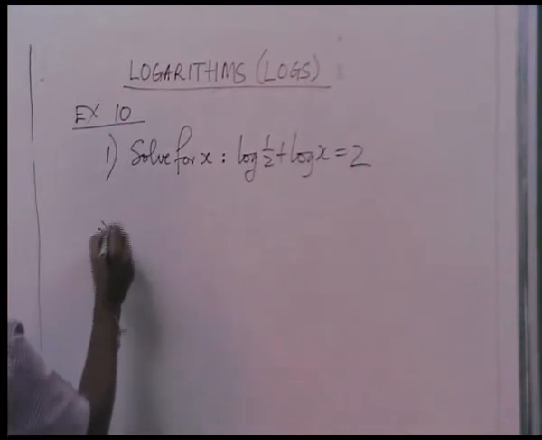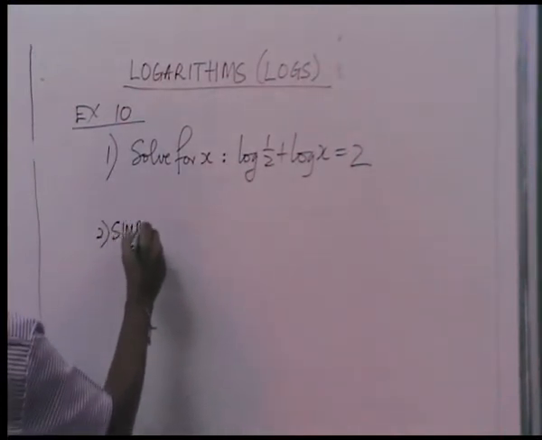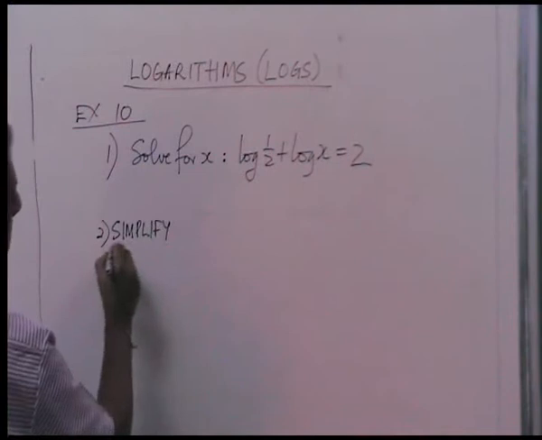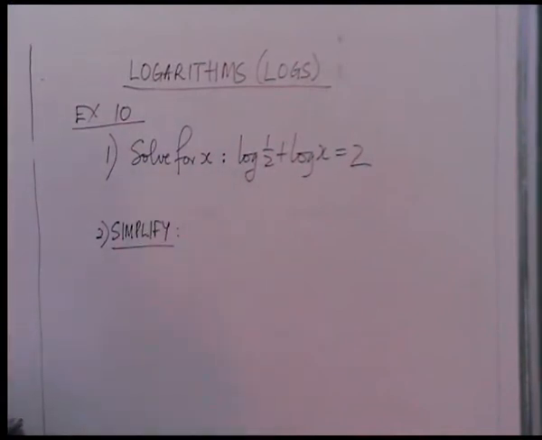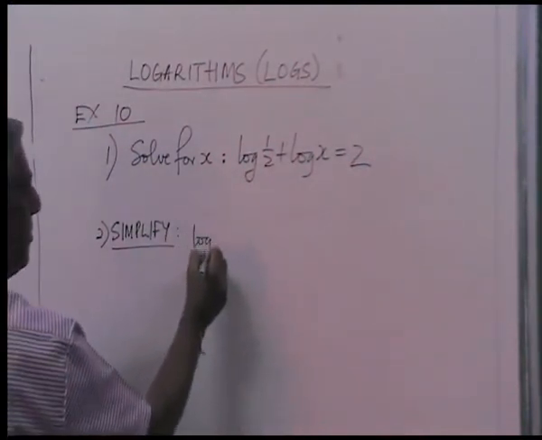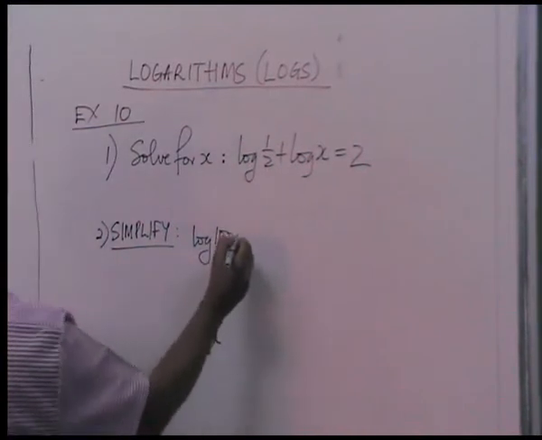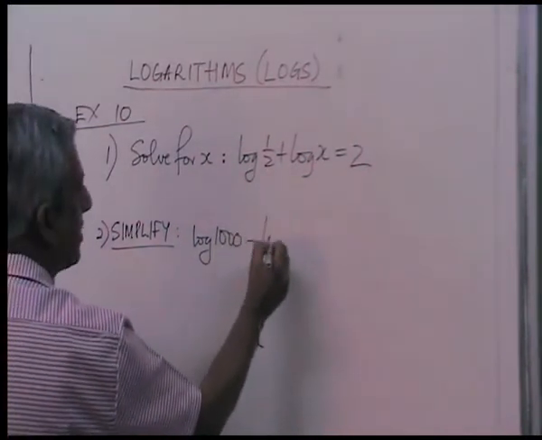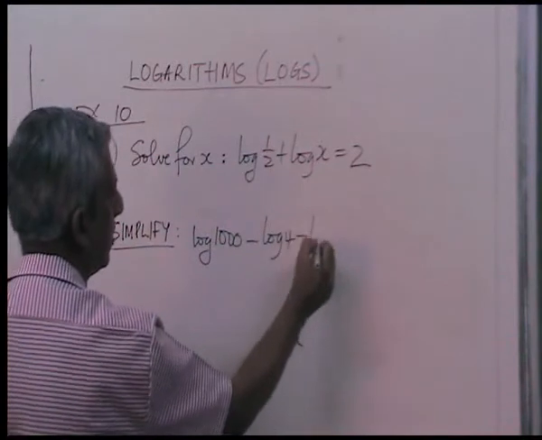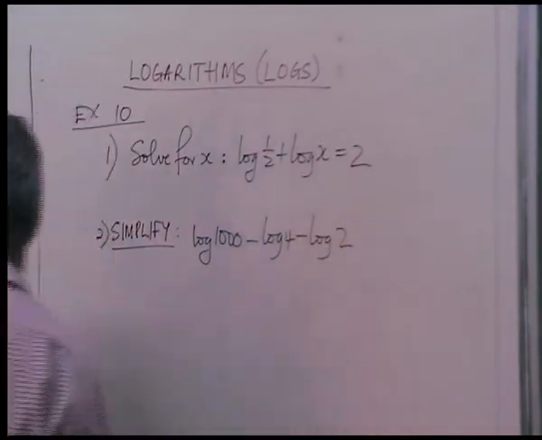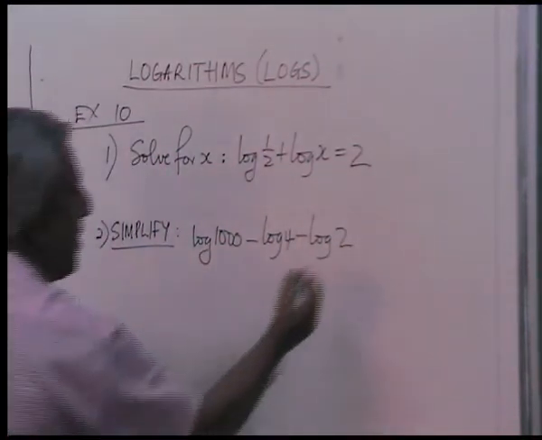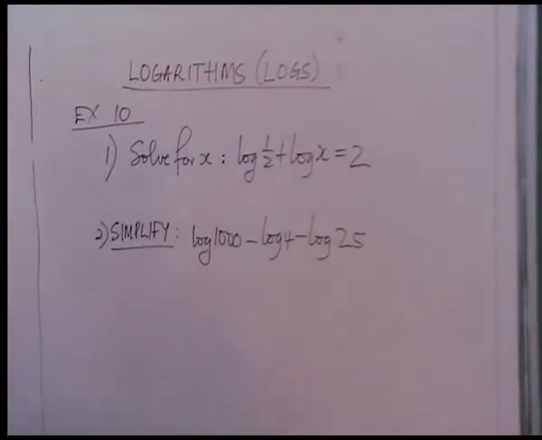In number 2, you are required to simplify. Log of 1,000 minus log 4 minus log 25, sorry. Minus log 25.